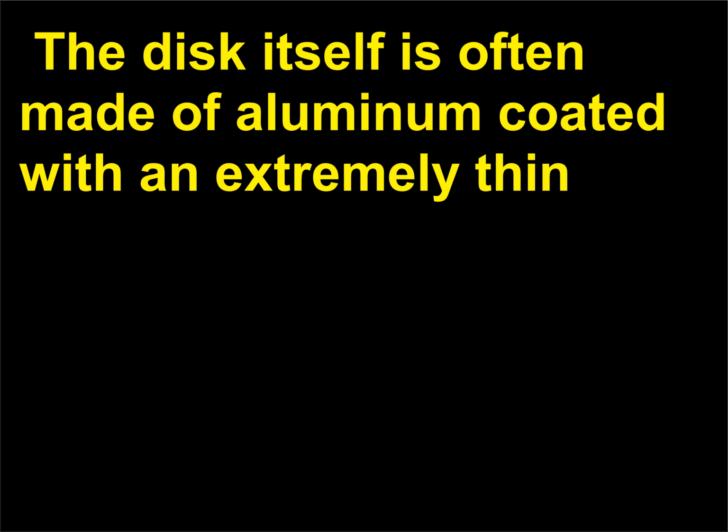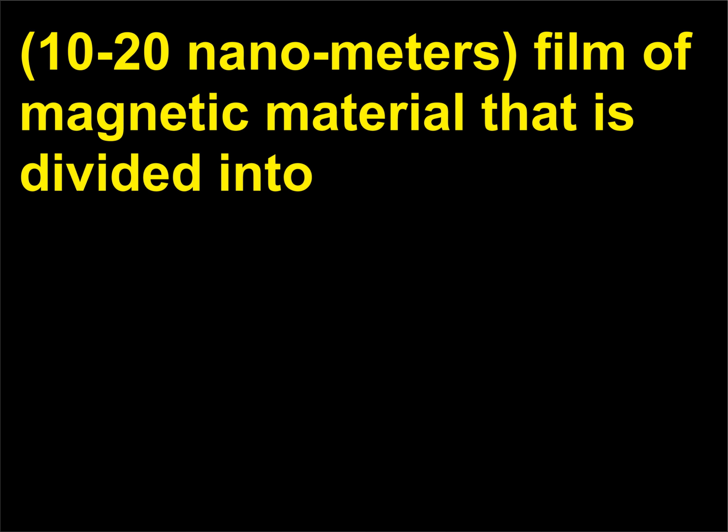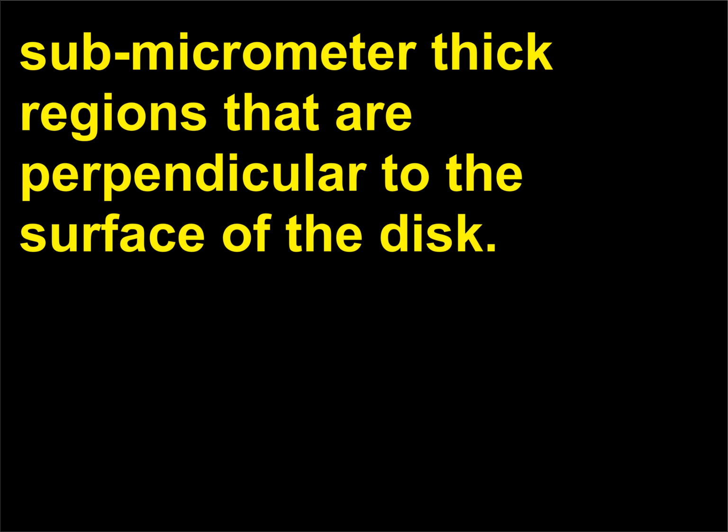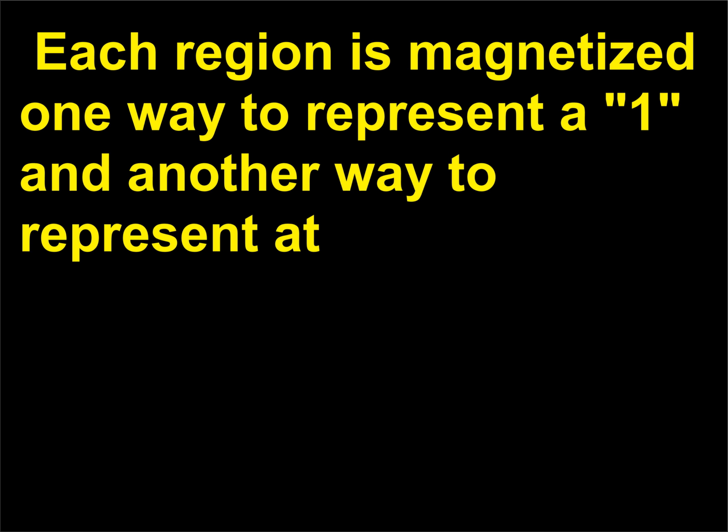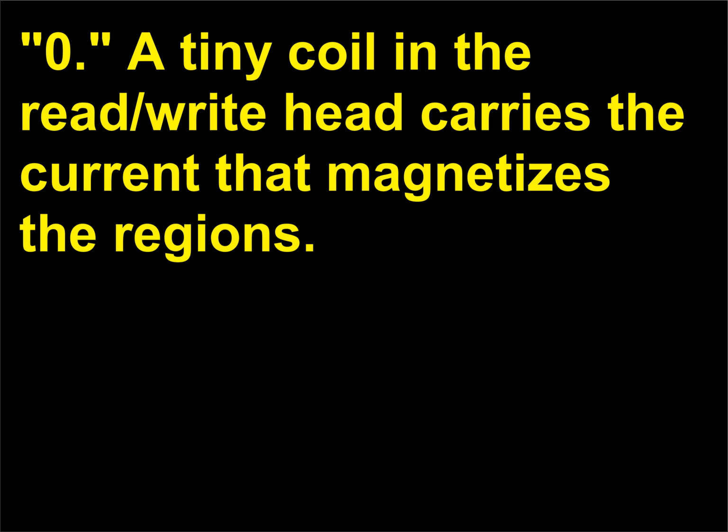The disc itself is often made of aluminum coated with an extremely thin 10 to 20 nanometers film of magnetic material that is divided into submicrometer thick regions that are perpendicular to the surface of the disc. Each region is magnetized one way to represent a 1 and another way to represent a 0. A tiny coil in the read/write head carries the current that magnetizes the regions.